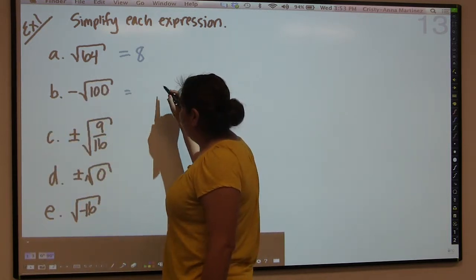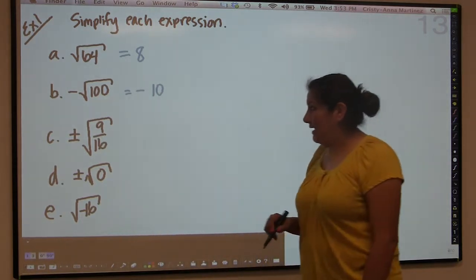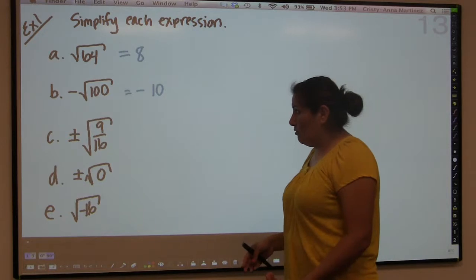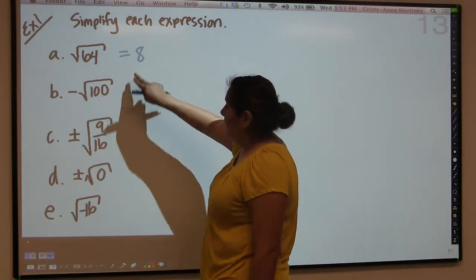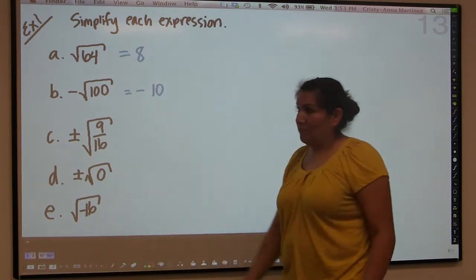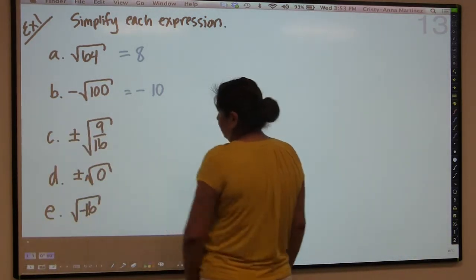We know the square root of 100 is 10, and then you put the negative in front, so that answer would be negative 10, and that would be the negative square root. That's not considered the principal square root. The principal square root of this is 8. The principal square root of 100 would actually be 10, and then because of the negative in front here, we're going to make that negative 10.